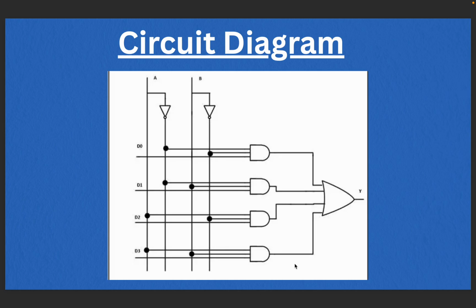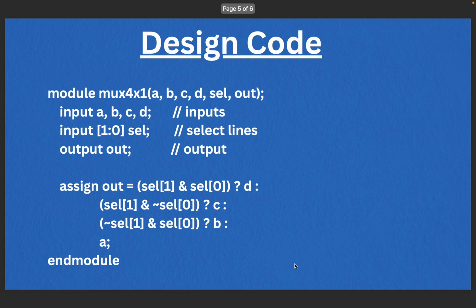Now we will go ahead with the Verilog design code. As we can see the design code here, the input signals are the four data lines A, B, C, D. The select line is declared as input [1:0] select. This is a 2-bit bus where select[1] is the most significant bit S1 and select[0] is the least significant bit S0. The output is a single bit called out.